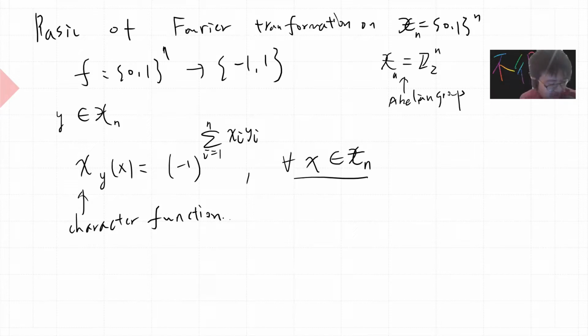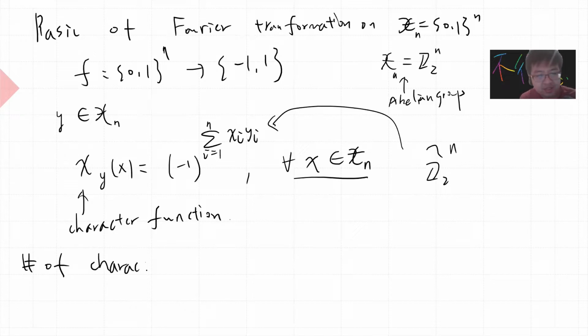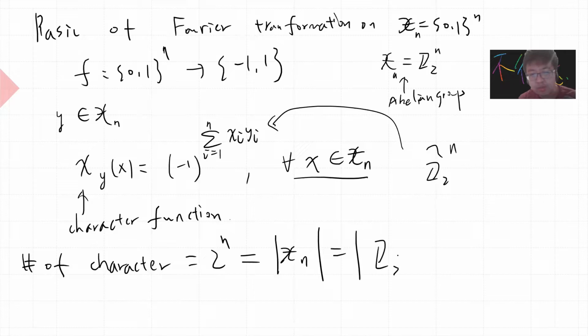Okay. So this character is actually the character of this group representation. If you take the Z2 representation, then you get two characters. If you take Z2 to the n, this is exactly an inner product of the characters of the irreducible representations of Z2 to the n. So the number of characters is 2 to the n, which is exactly the same as the cardinality of {0,1}^n, which is the same as the group.